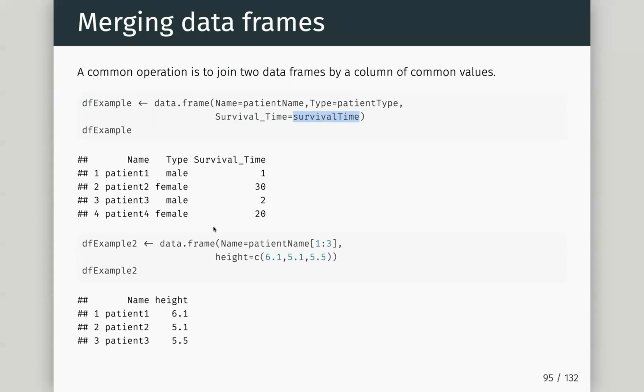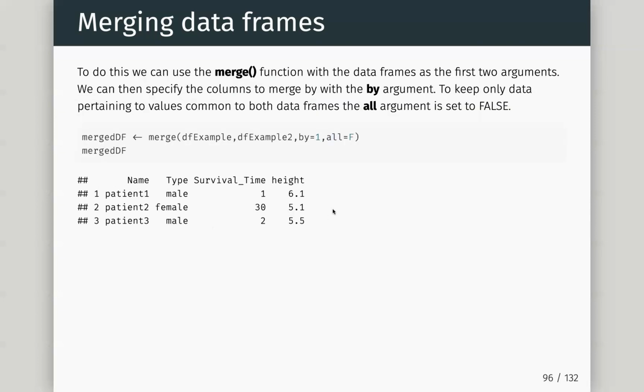And then we have another data frame here. It doesn't need to be the same dimensions, so it doesn't need to be the same number of rows, doesn't need to be the same number of columns. But I have a column called name, so that matches across these two data frames. And then I have unique information, such as height here, which is just a numeric vector.